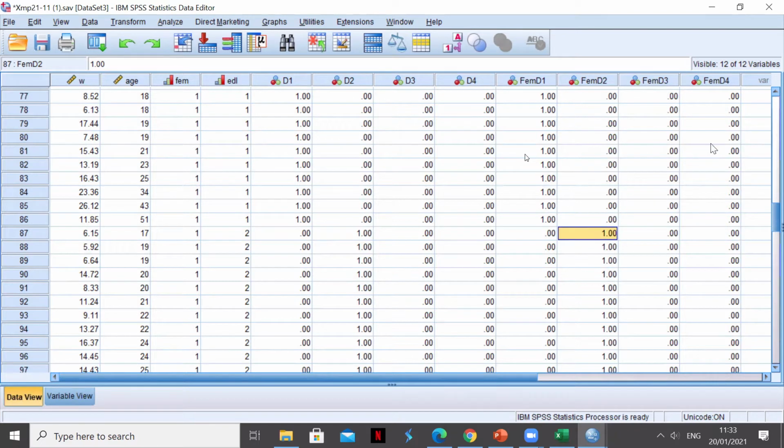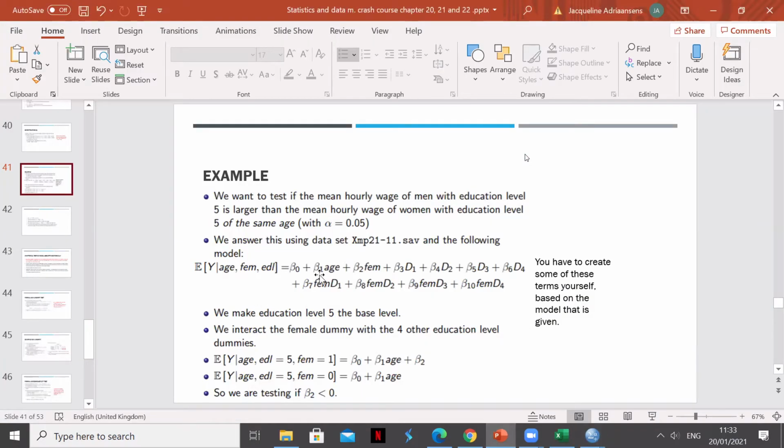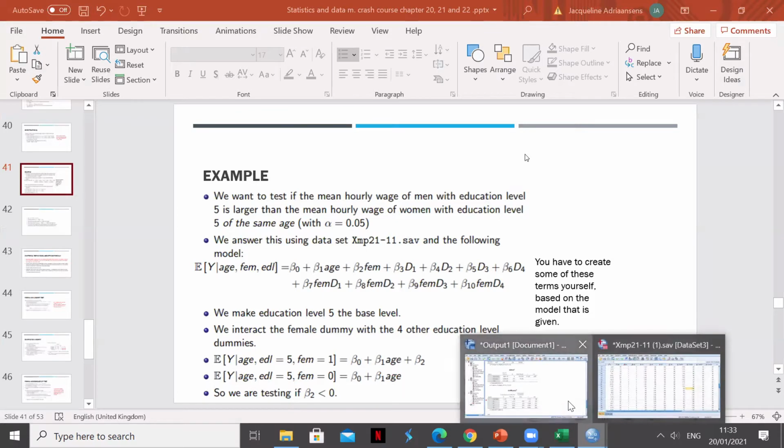So now you have all those, and you want to make a model with the age, the female, all 4 dummies, excluding the base level, and the interactions. So you go to Analyze.